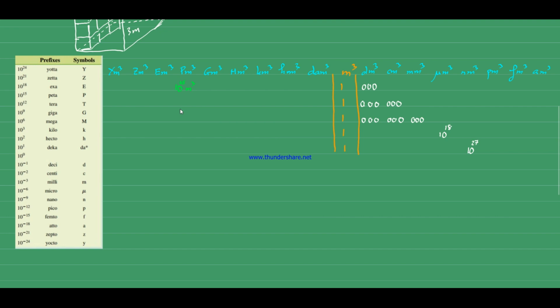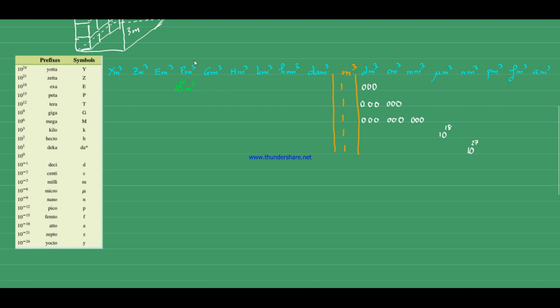You triple the number of zeros, and same thing over here. For the peta, oh, I think I missed one of the columns, right? So you can start from exa, then peta. So I'm missing tera.